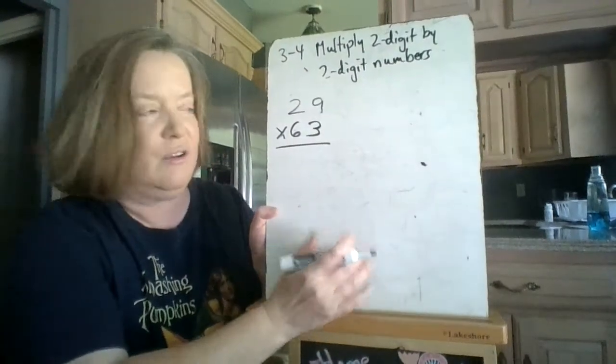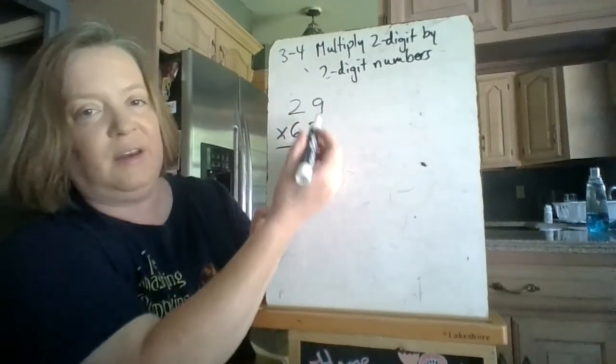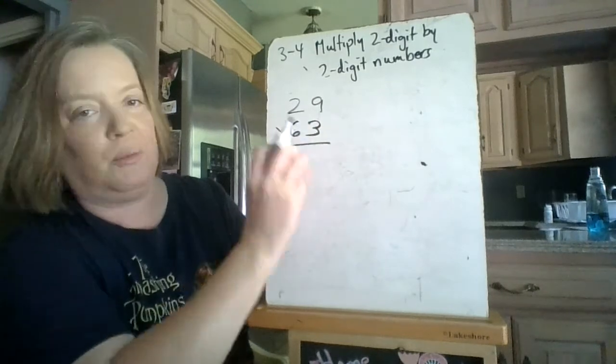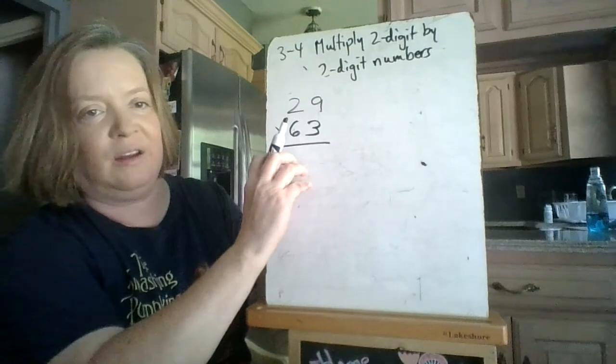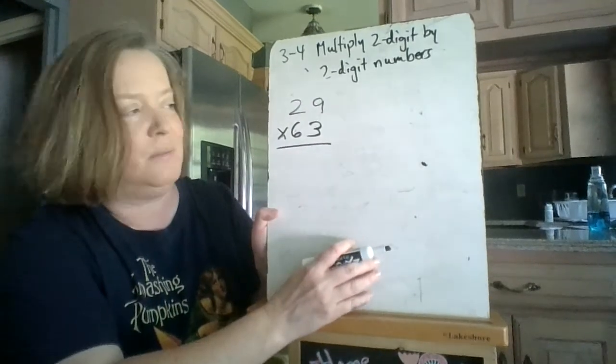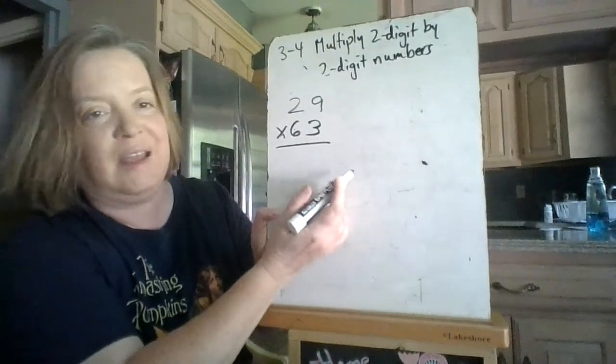Ultimately, what you're doing here is you're multiplying the 3 by the 9 and the 3 by the 2, getting a partial product, and then multiplying the 6 by the 9 and the 6 by 2, getting another partial product, and then adding them together. So I'm going to go to the standard algorithm.